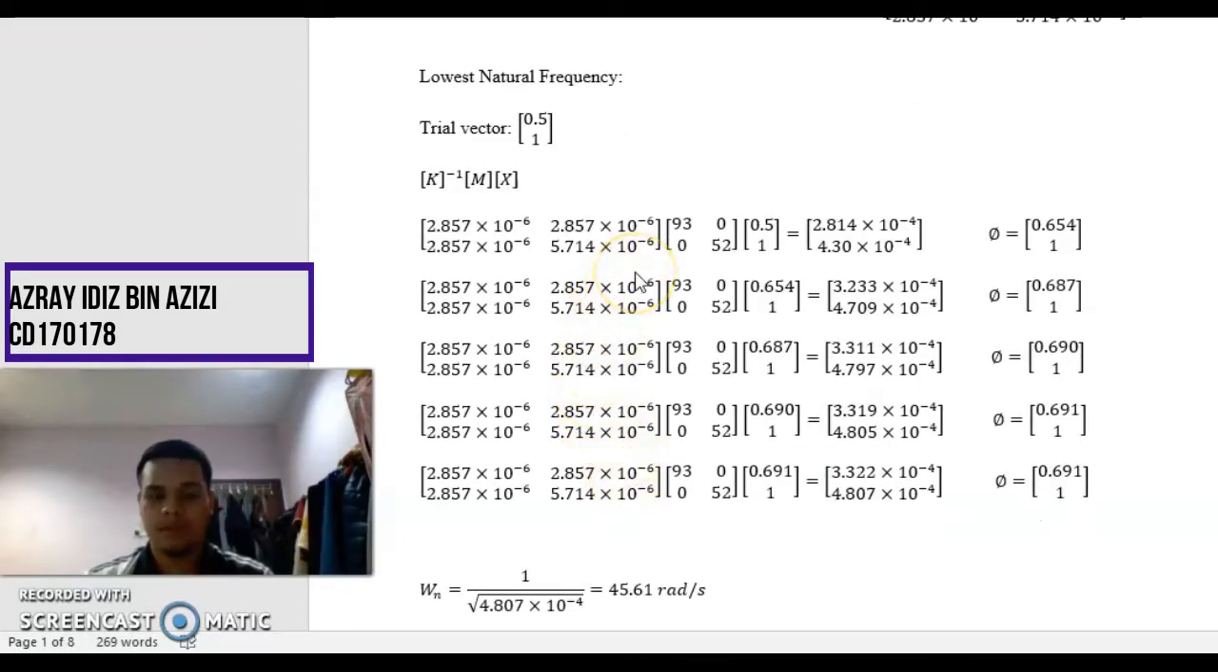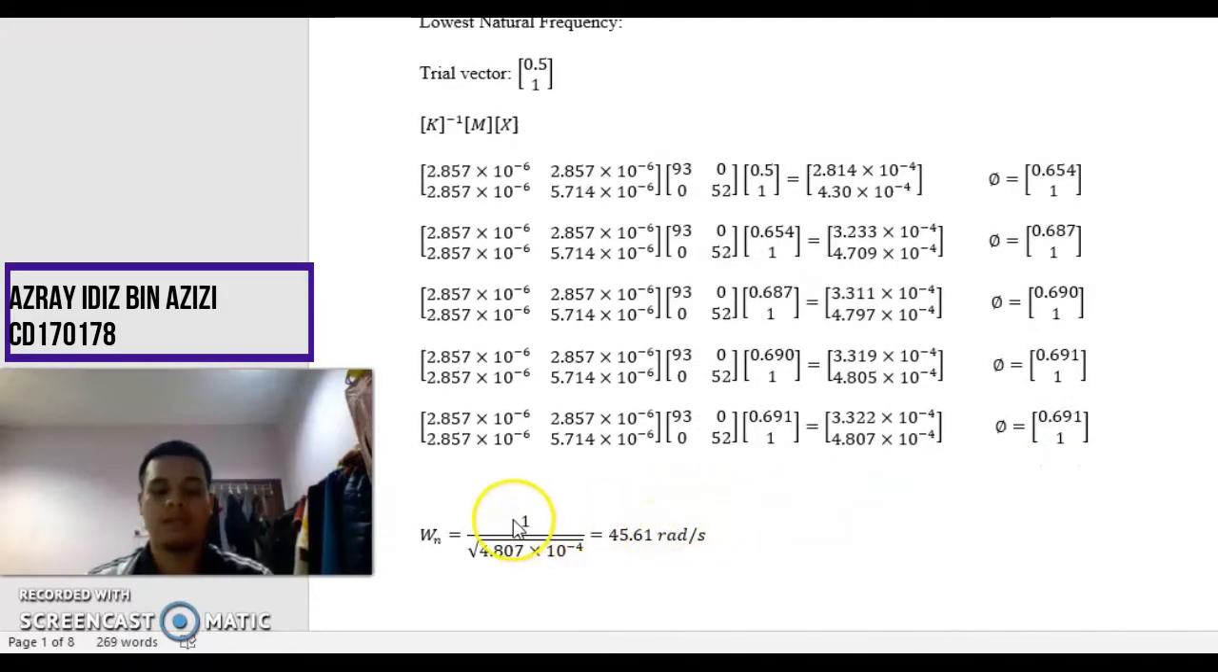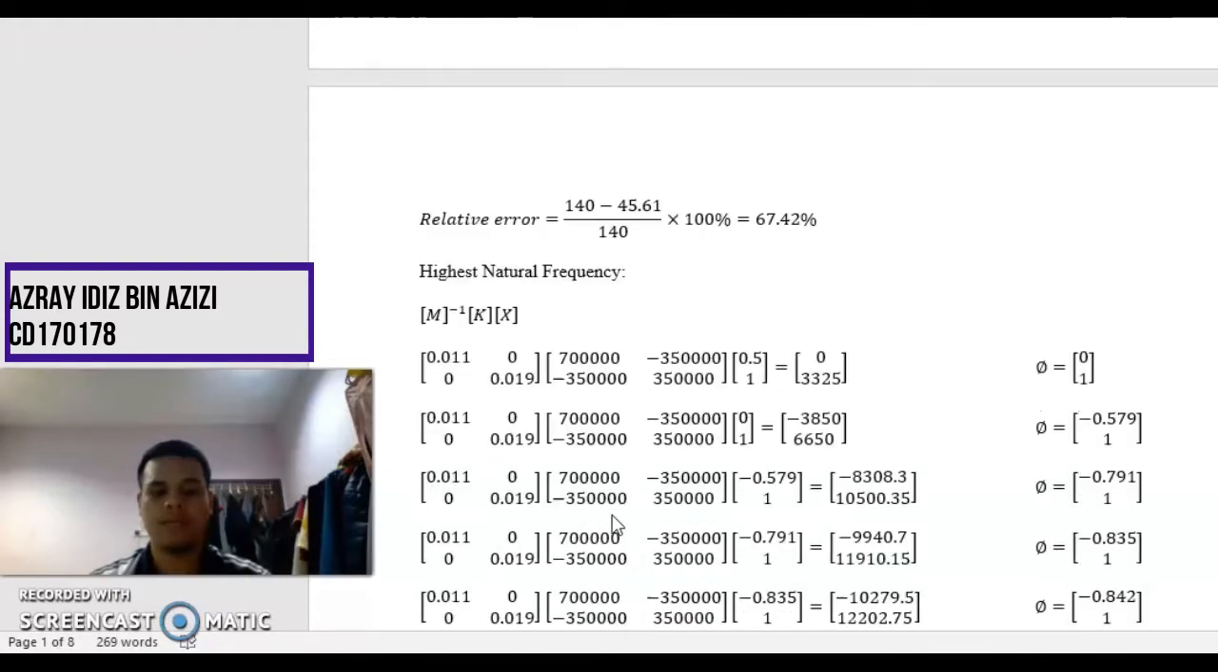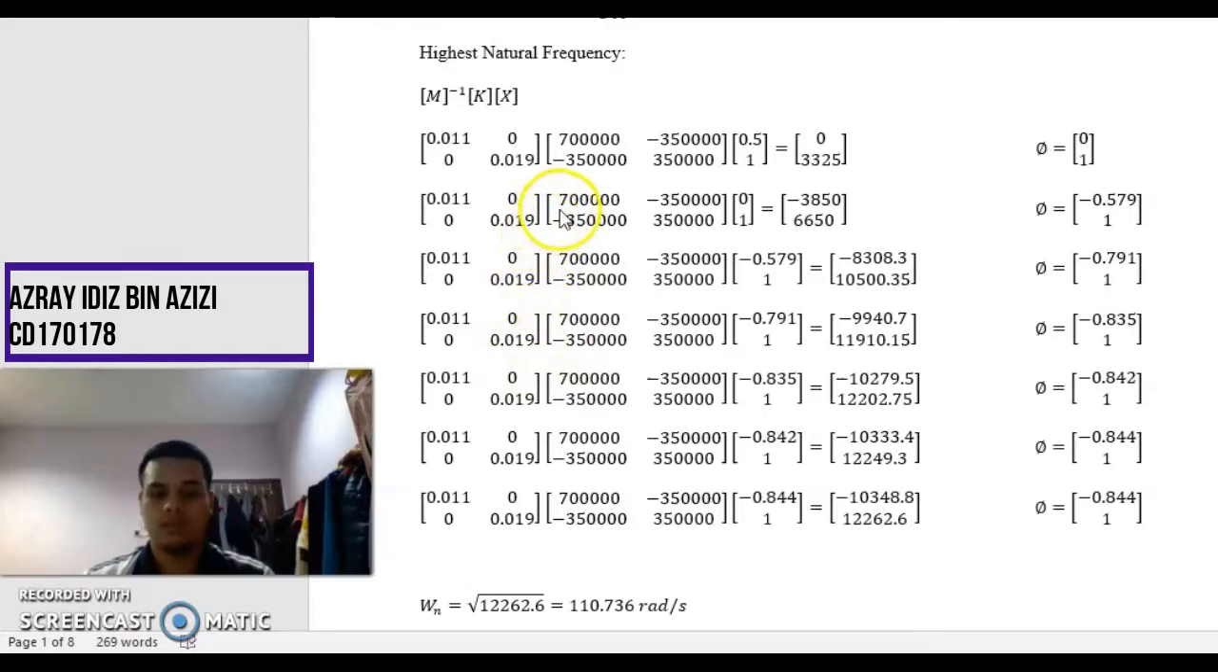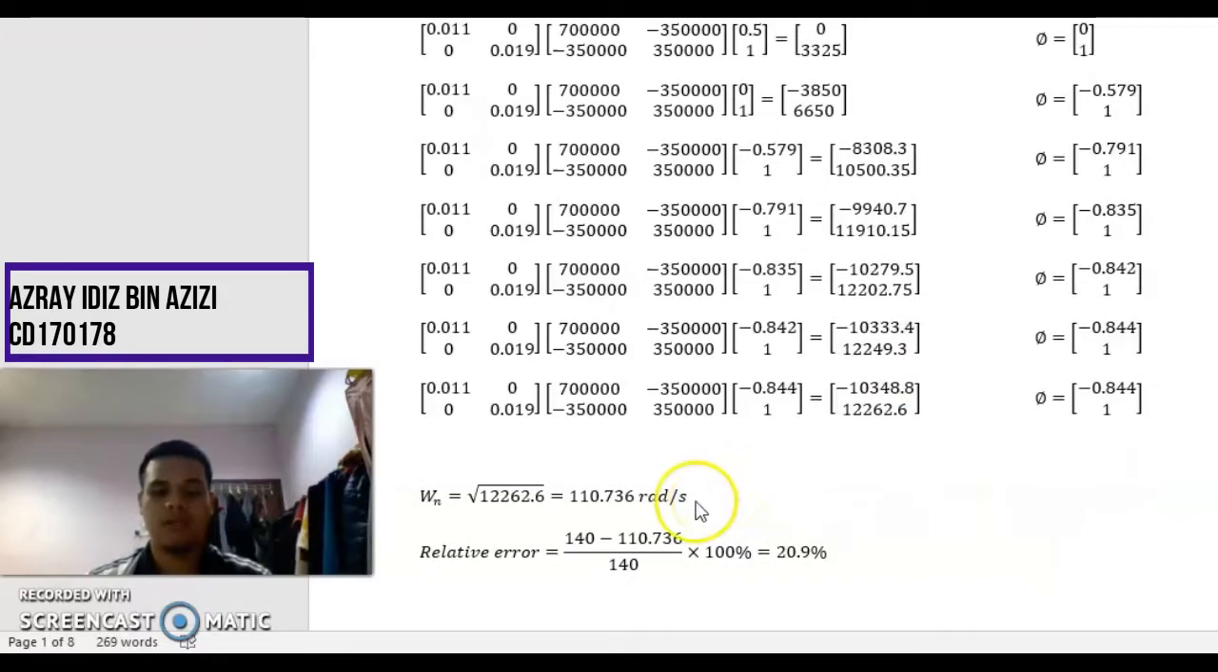Here is the 5 iteration calculation before it converges, which is 0.691, and the natural frequency for the lowest is 45.61 radian per second. And now is the highest natural frequency calculation. I need to inverse the value of M first and multiply with K and X. It shows a 7 iteration calculation before it converges, which is the value of 0.844, and the natural frequency for the highest is 110.736 radian per second.